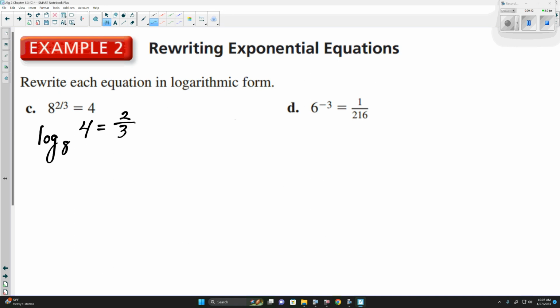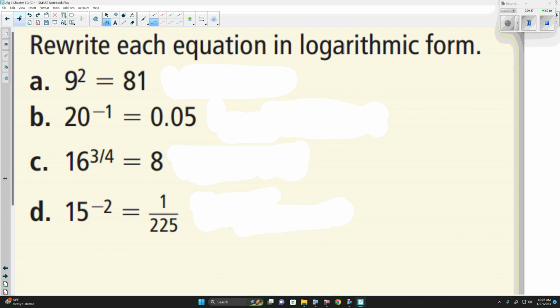6 to the -3 is equal to 1 over 216. Log base 6 of 1 over 216 equals -3. Questions on any of this here? So we'll do 4 more and then we'll move on. So if we look at the first one, 9 squared equals 81 would be log base 9 of 81 equals 2.